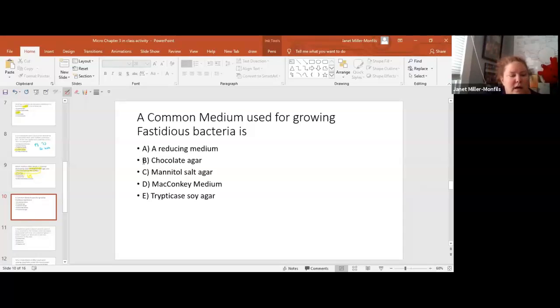All right. Common media used for growing fastidious bacteria is... And again, use those tables. Tell me what page you see the table on when you get to it.